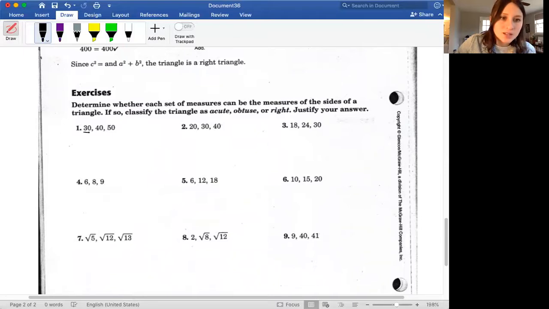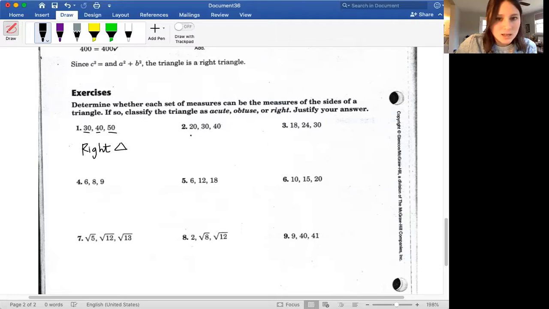So this is a multiple of the triple, 3, 4, 5. It looks like everything here is multiplied by 10. So I don't even have to work this out because I know that's a triple. It's a right triangle. Okay. Number 2: 20, 30, and 40. Now, I don't know for sure what kind of triangle this is.